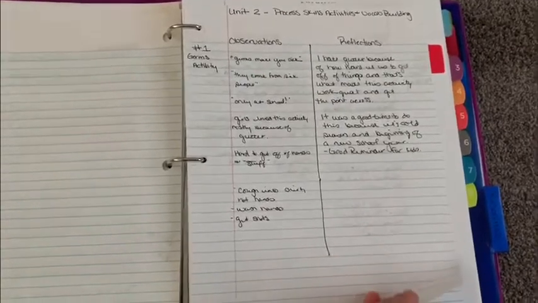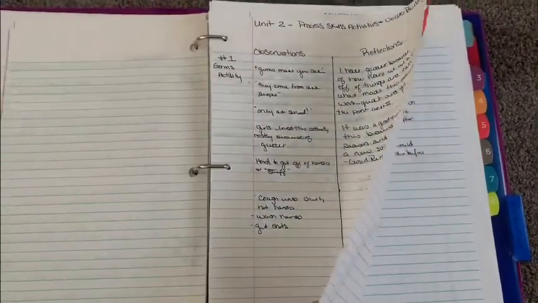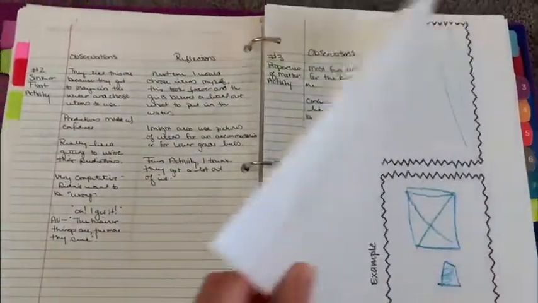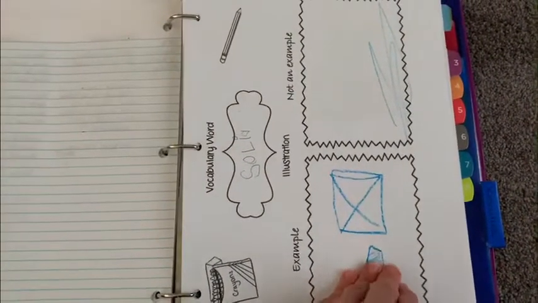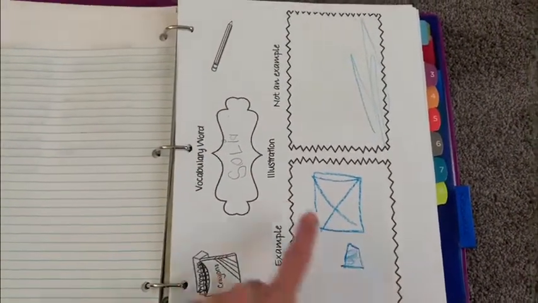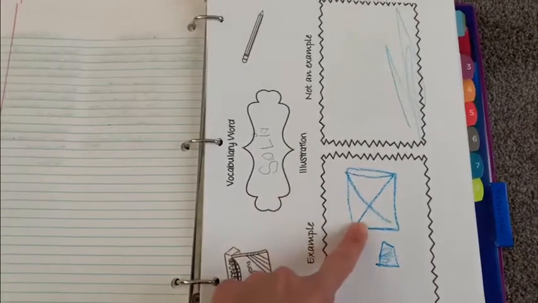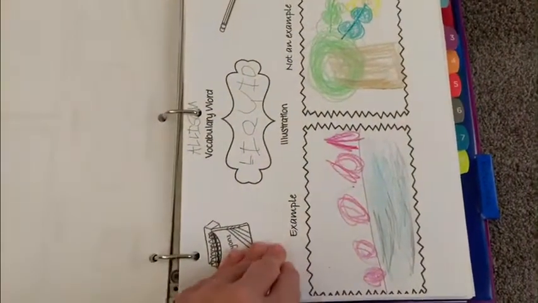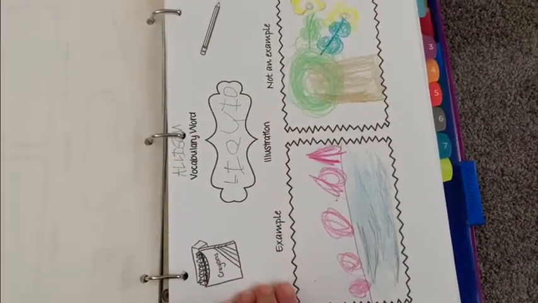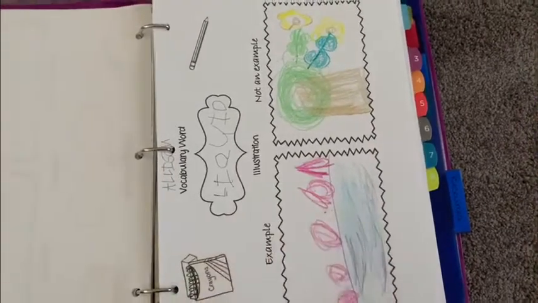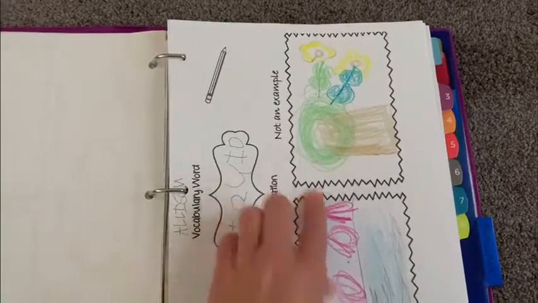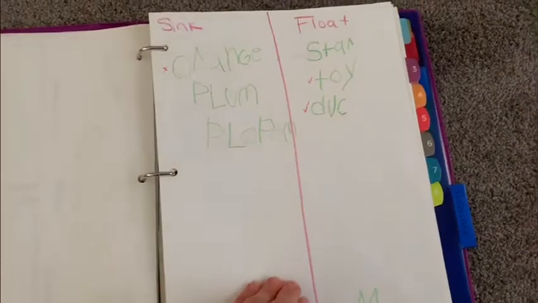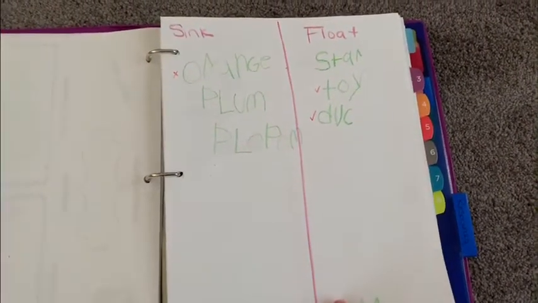Here are my observations and reflections page for each of the 3 activities that we did, or experiments that we did. Here is some of the student work. She did solid, and so this was an ice cube, and this is water. And then Allie did liquid, and hers is, I think, a lake with boats on it. And then not an example is her tree. These were their predictions of what would sink and float.